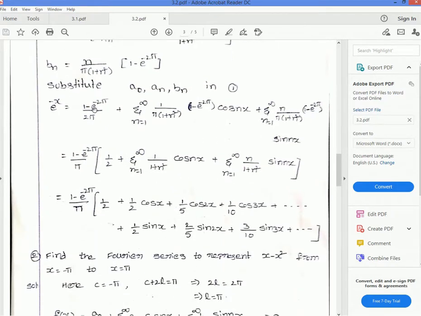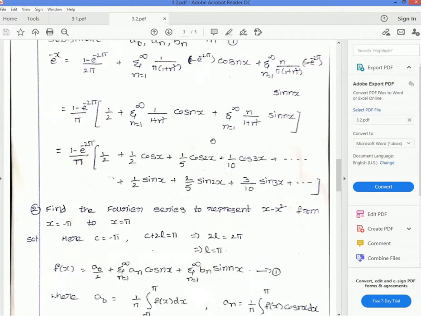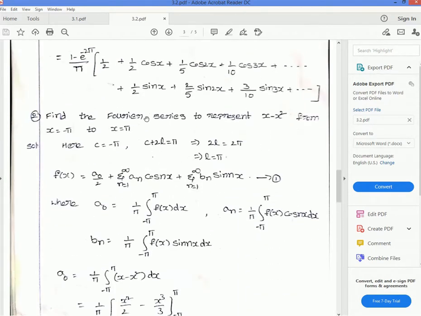This is the required Fourier series after substituting the values of a naught, a n, b n in equation 1. Similarly, find the Fourier series expansion for the function f of x equal to x minus x square from minus pi to plus pi. So the given interval is minus pi to pi. C is minus pi, the lower limit, and c plus 2L is pi, the upper limit. So what is the c value? Minus pi, plus 2 pi. So 2L is equal to 2 pi, L equal to pi.